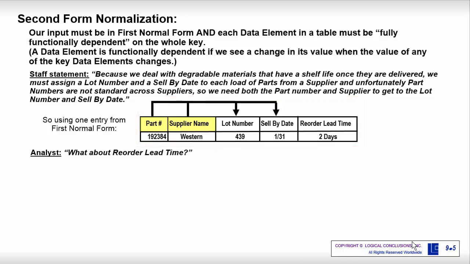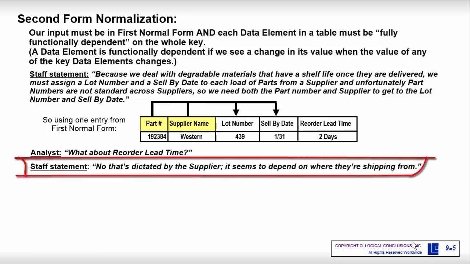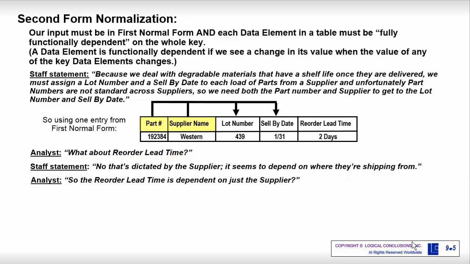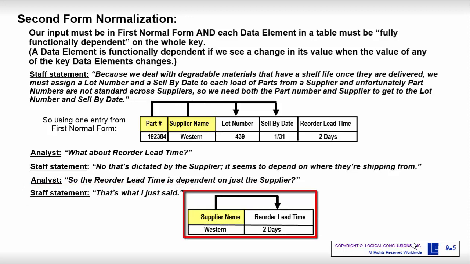Now our response could well be, what about reorder lead time? That's in the set also. If the staff responds, no, that's dictated by the supplier, it seems to depend on where they're shipping from, we could clarify that statement by asking, so the reorder lead time is dependent on just the supplier? No doubt that would elicit a response something like, that's what I just said. We would then separate out a small set indicating that just a supplier name is needed to get to reorder lead time.